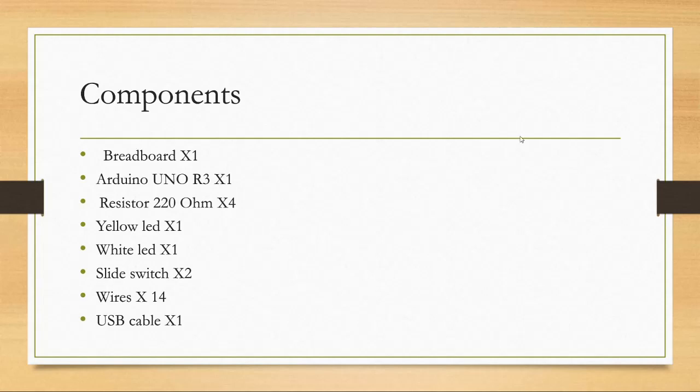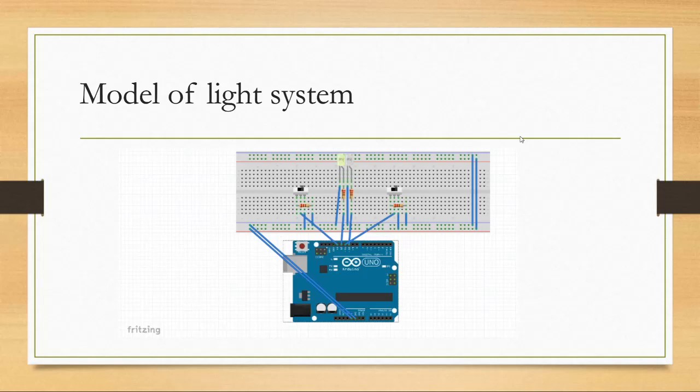So let's look at the model of the light system. You can see the pins are connected with the resistor and the LED light, and the slide switch is connected in the breadboard, and the Arduino UNO R3 connects the GND pins to the breadboard to provide the power supply, and you just use the USB cable, and you can use the functions.